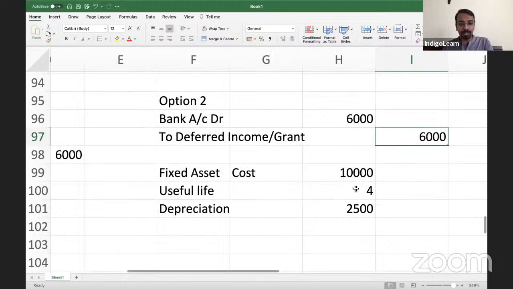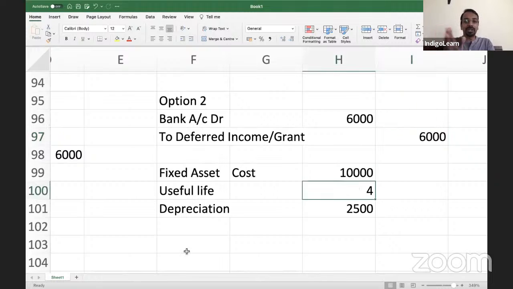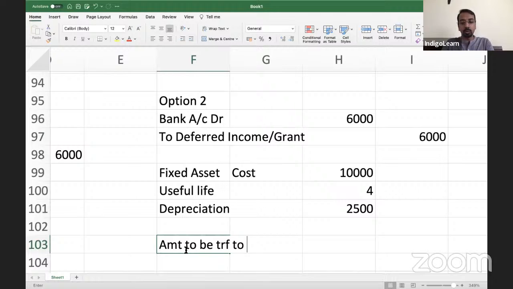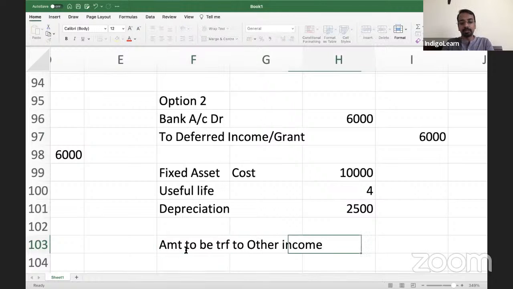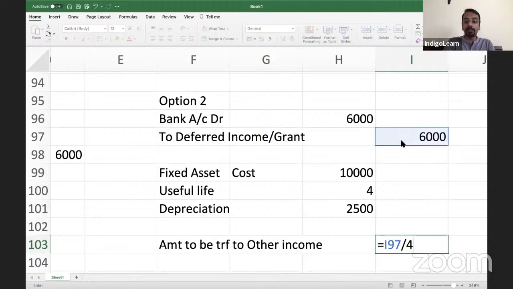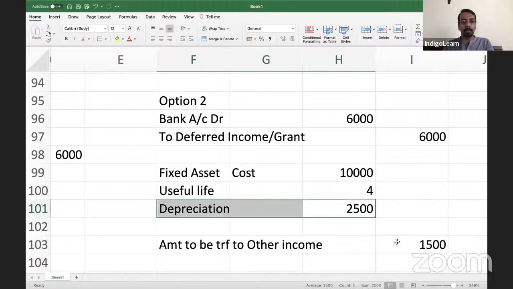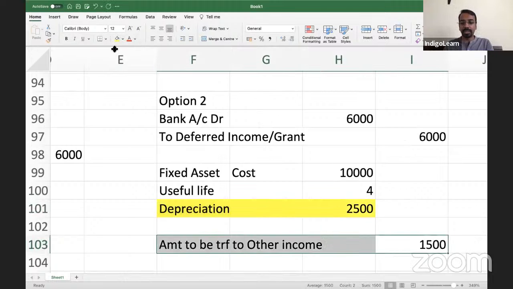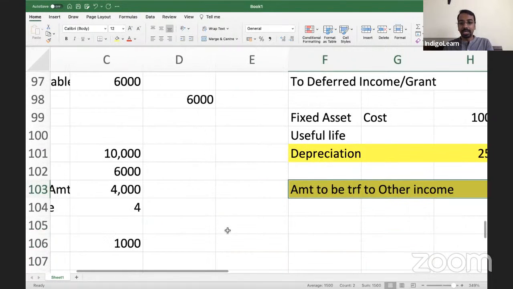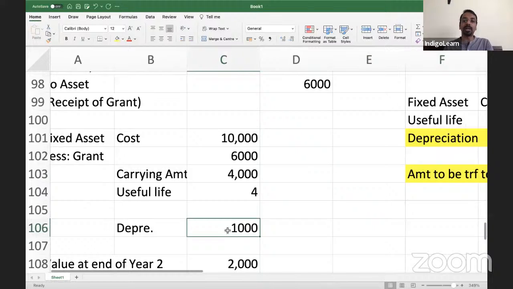Now, what do we mean by in the proportion of depreciation? Here, depreciation is on a straight line method. So, amount to be transferred to other income will be 6,000, the total grant, divided by 4. Every year you will transfer 1,500. What is the net impact? Depreciation debit 2,500, other income 1,500, right? Net impact 1,000. Here also net impact 1,000. So net impact does not change.